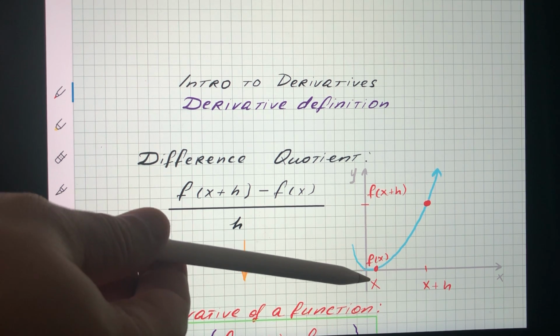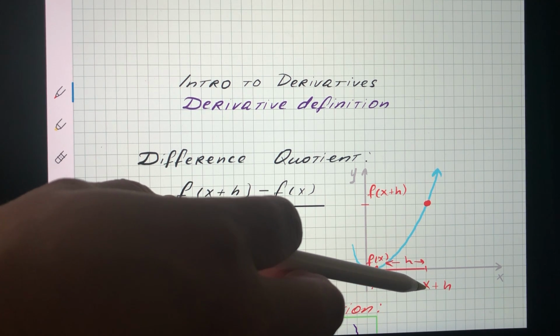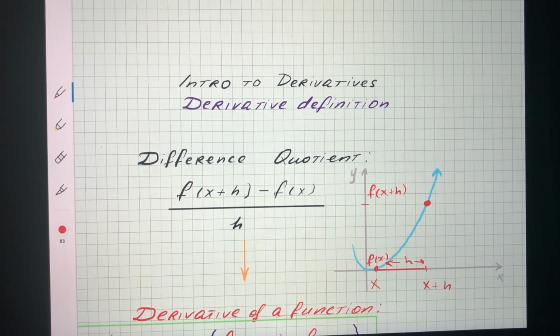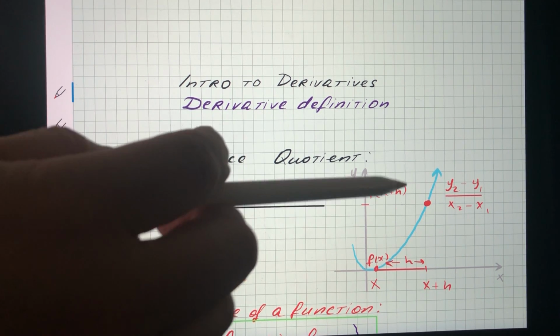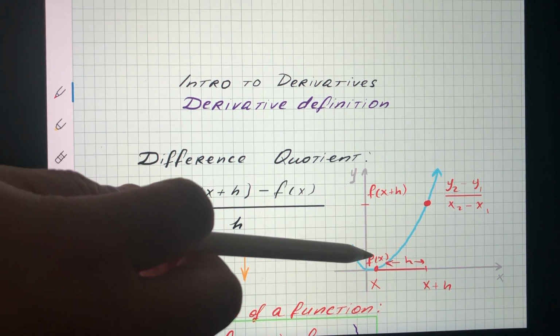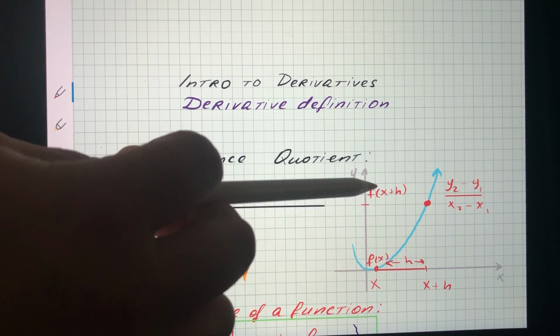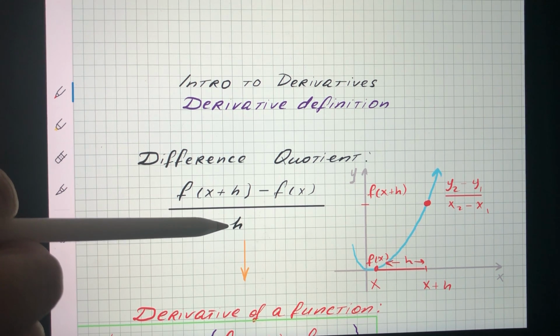The first point is x. The second point is some distance h away from the point x. So this is h from here to here. And so the next point is x plus h. And using the formula for the slope, which is y2 minus y1 divided by x2 minus x1, renaming y2 as f of x plus h, that's the y2, minus f of x, that's y1, divided by x plus h minus x, where the x is cancelled and we get h.